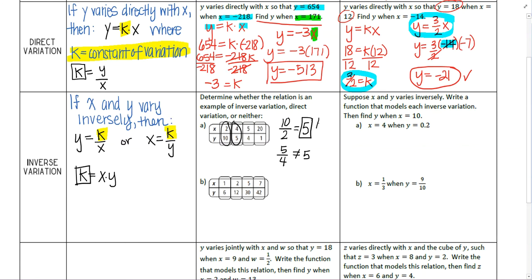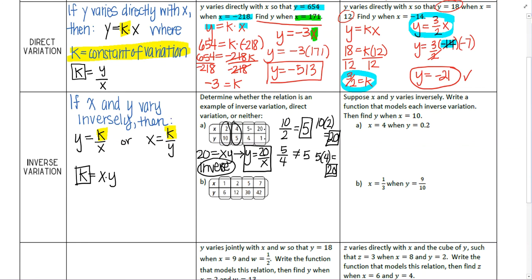So this time I'm going to do 10 times 2, which is 20. Then 5 times 4, which is also 20. And you can see 4 times 5 is 20, 1 times 20 is 20. The product of x and y is constant. It's always 20, which tells me there is an inverse relation. Specifically, you can write it as y equals 20 over x, or x equals 20 over y, because they're interchangeable. And so this is inverse variation.